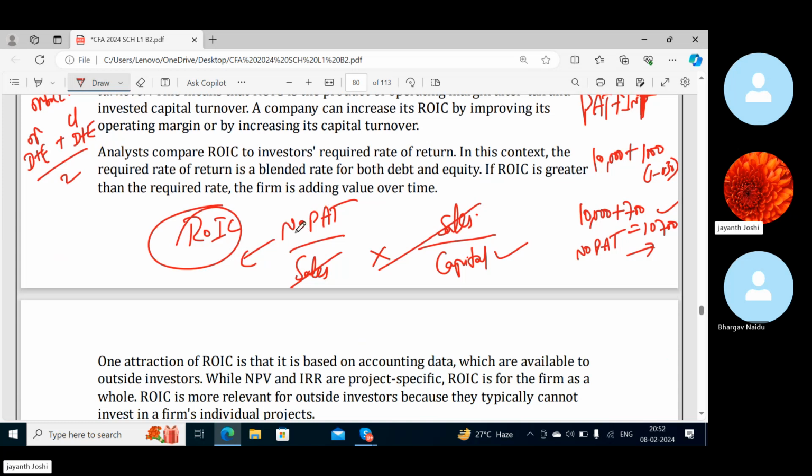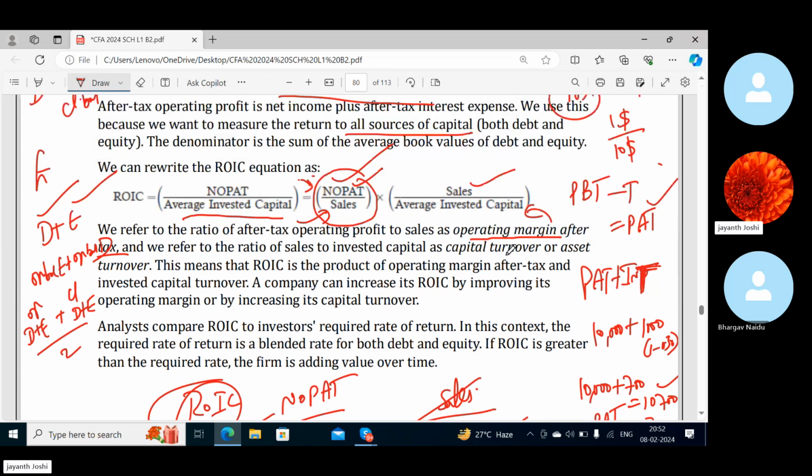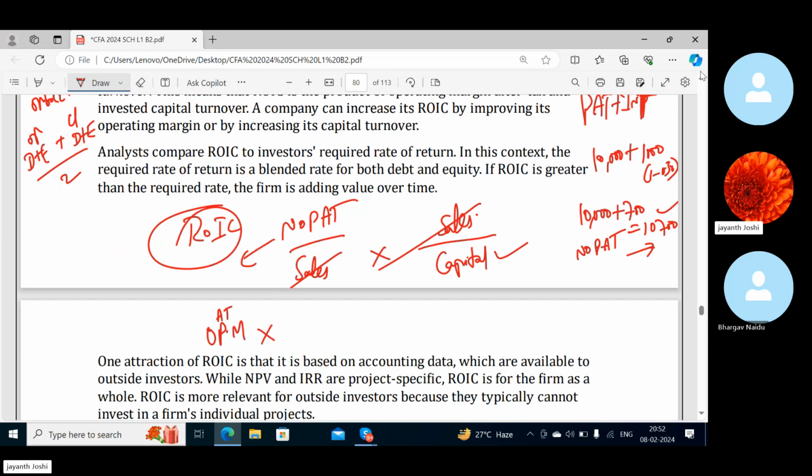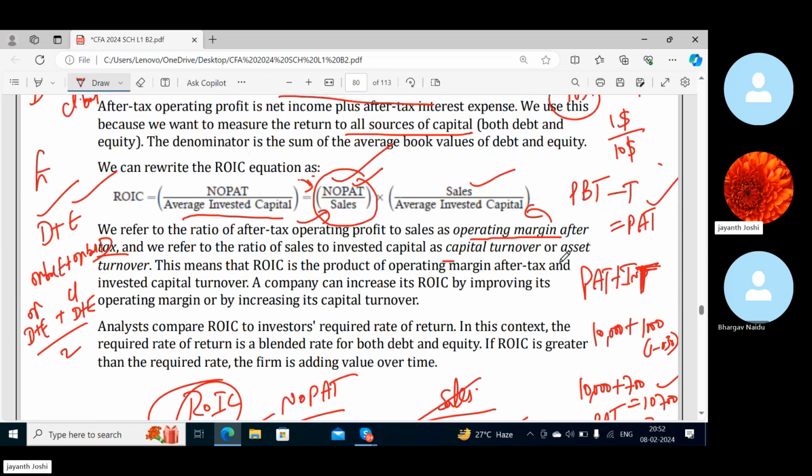And whenever you divide operating profit with sales, you get operating profit margin, operating profit after tax margin, into capital turnover ratio. With $1 invested as capital, how much turnover you are generating. Or with $1 investment in the business, how much revenue you are generating. So this is the formula: capital turnover or asset turnover.